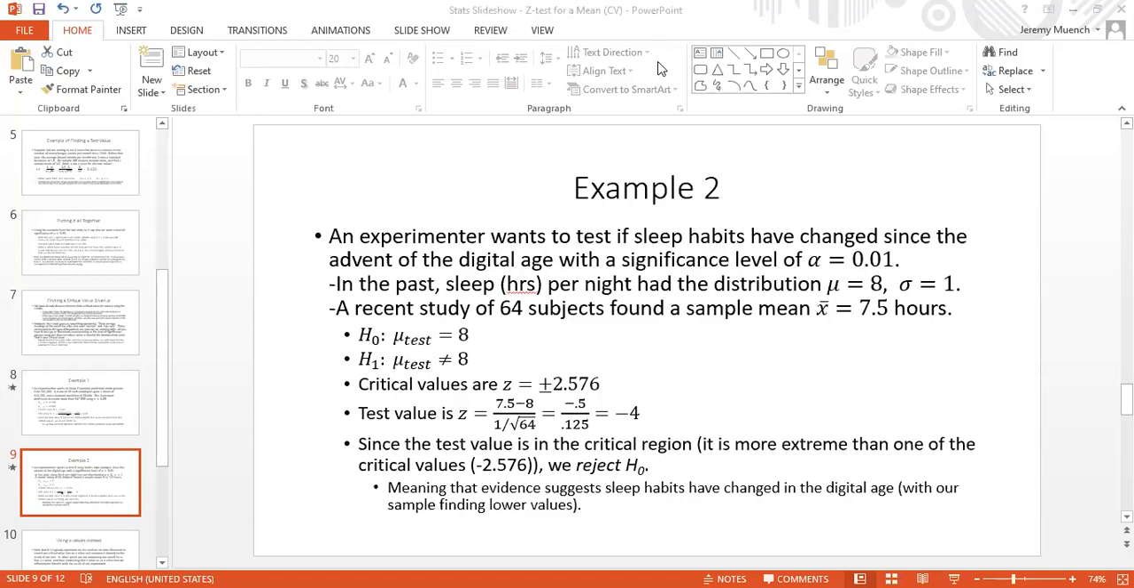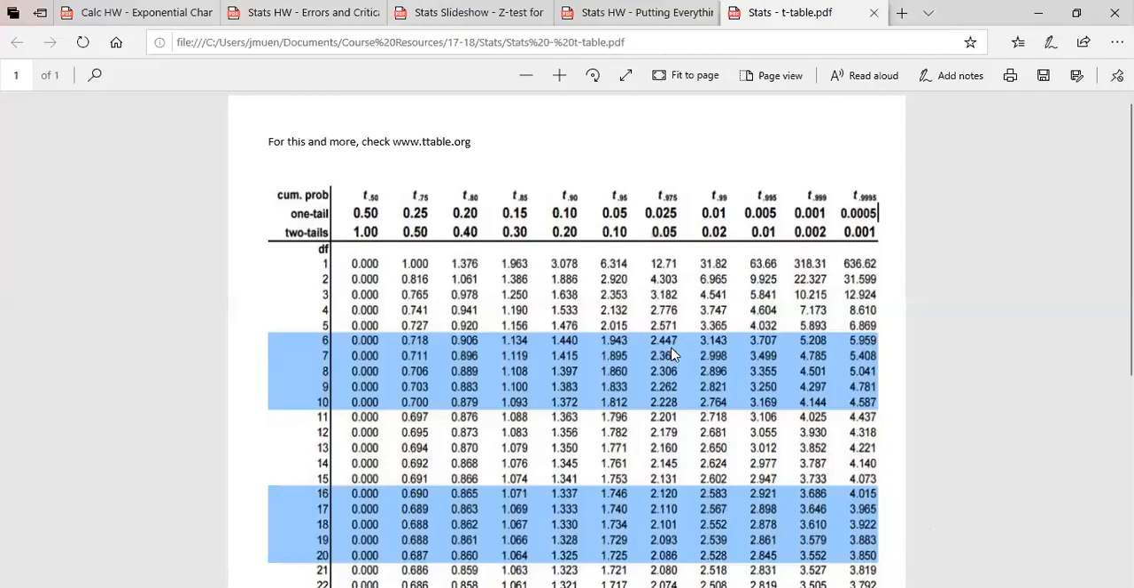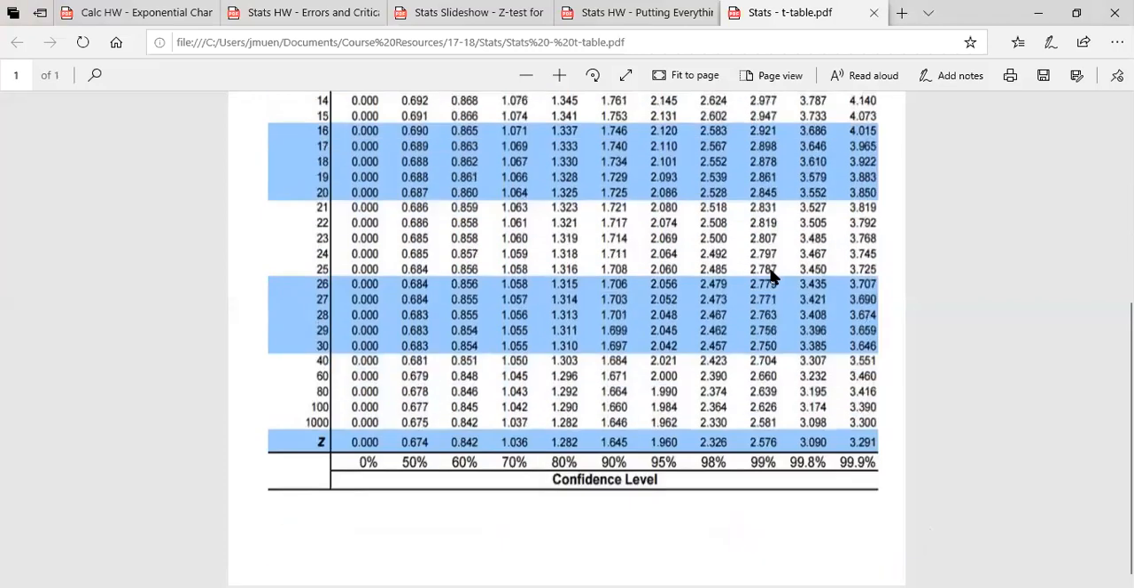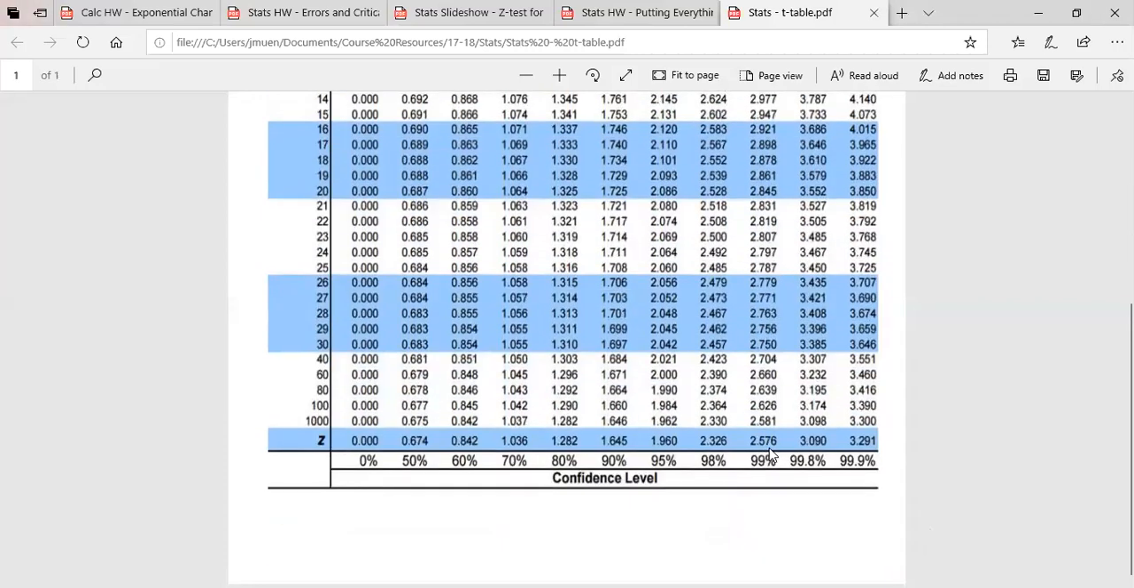We've talked plenty about using a z-table for this, so I'm going to point out the t-table here. We would just go two tails, alpha of 0.01, 2.576. And since it's two tails, it's plus or minus 2.576. So those are our critical values. That's all you have to do to find those.